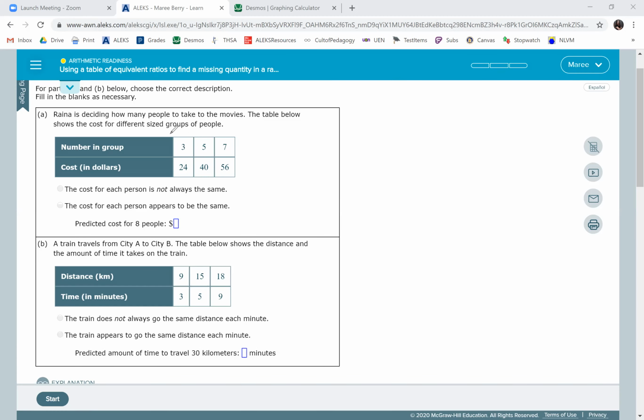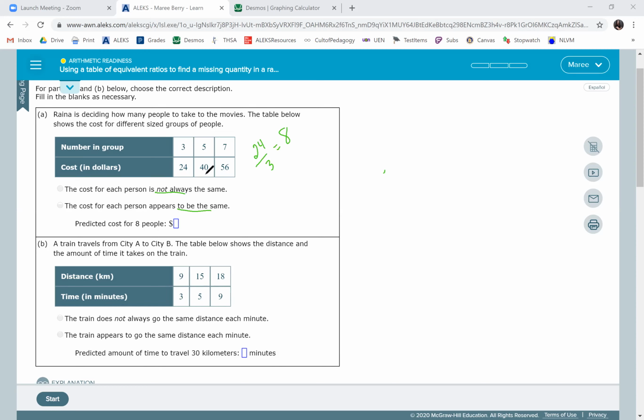Rain is deciding how many people to take to the movies. The table below shows the cost for different sized groups of people. So if there's 3 people in the group, it costs $24. So if we do 24 divided by 3, we get 8. We want to know, is the cost always the same or not always the same?